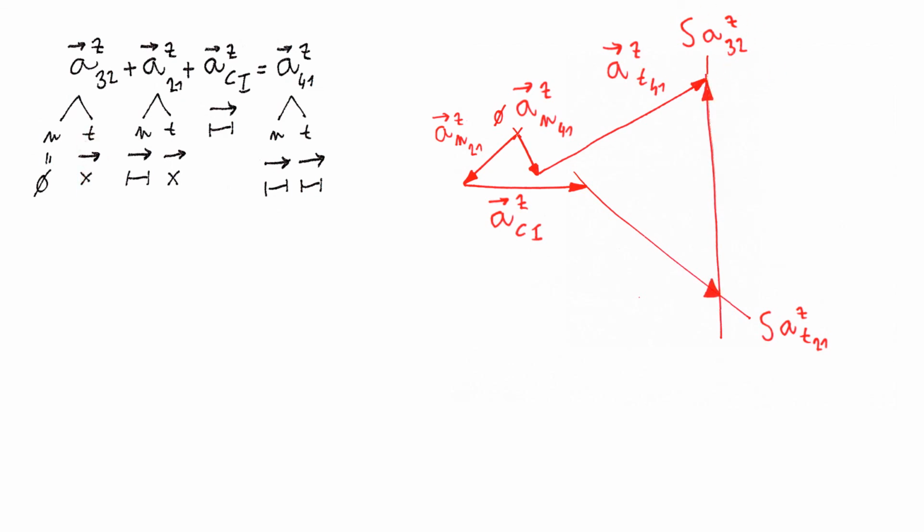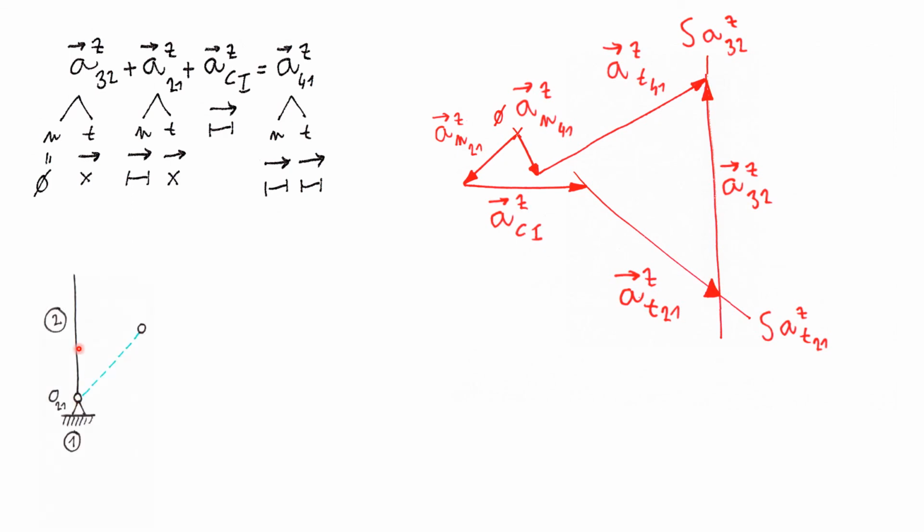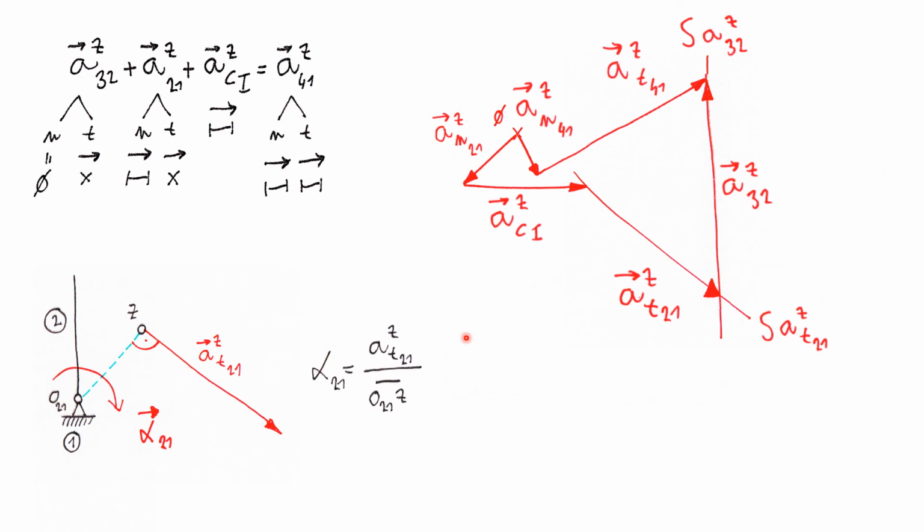So now we know the acceleration of point Z on body number 2, and what we are looking for is alpha 2-1. If we know the tangent component in point Z, then we can calculate alpha 2-1 by dividing this acceleration by the distance from point Z to the center of rotation, that is O21. And that's it, a non-trivial example solved and hopefully explained.